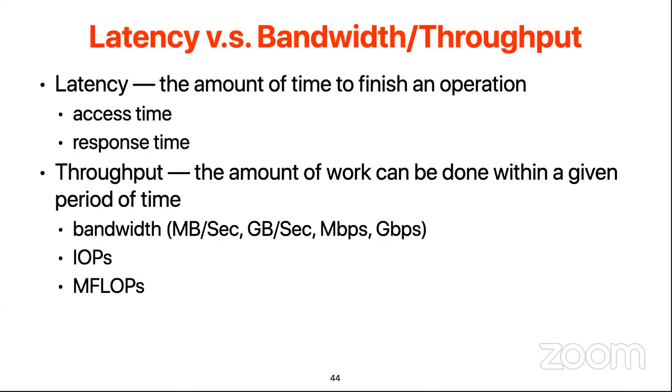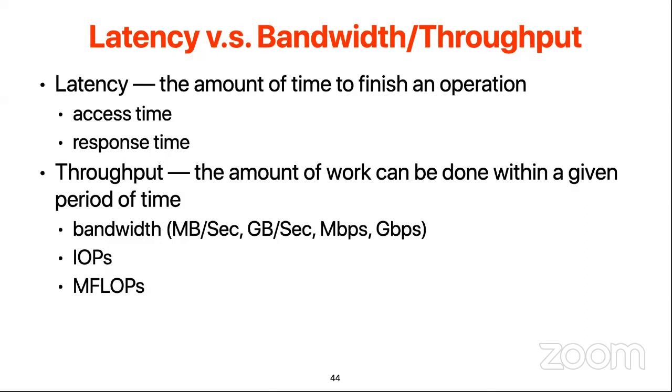So latency is the amount of time to finish an operation. When we say execution time, that's like latency. When we say access time, like retrieving something from a hard disk, that's the access latency. The response time when you touch your mouse and keyboard, and how much time it takes to receive your response, that's latency. And throughput is the amount of work that can be done within a given period of time on average.